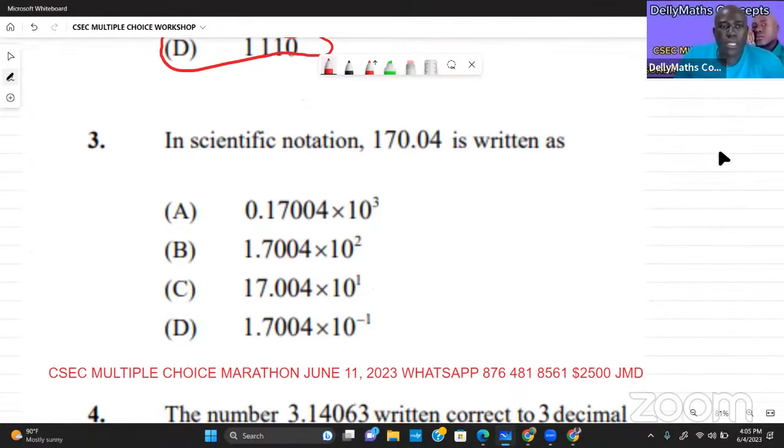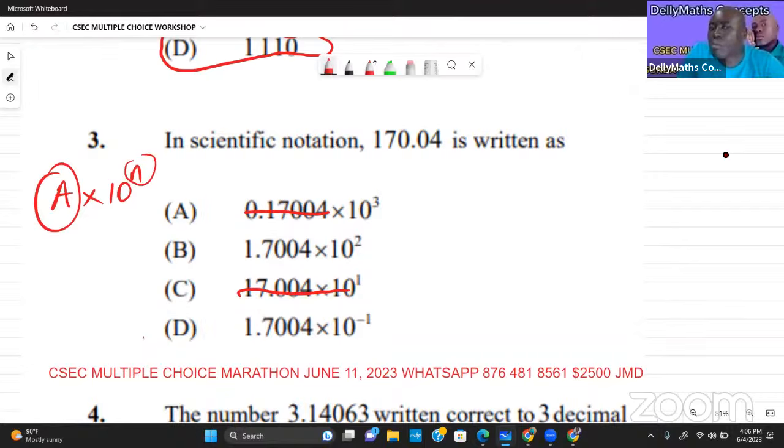Number 3, in scientific notation, 170.04 is written as, remember, in scientific notation, the figure that you're going to write is expressed as A times 10 raised to the n, where A is a number less than 10 but greater than 1. So this can't be it. This can't be it. You understand? So A must be less than 10 but greater than or equal to 1, and n is an integer. All of these are qualified for integers.